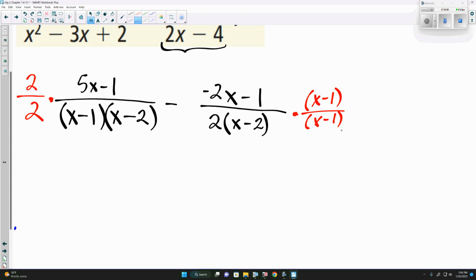Since x minus 2 only appears once in the denominator of each one, we only need it once. Since x minus 1 only appears once in any of the denominators, we only need it once. And the same is true for 2. The only reason we would need it more than once is if one of the denominators had it more than once. Now at this point here, we can multiply.